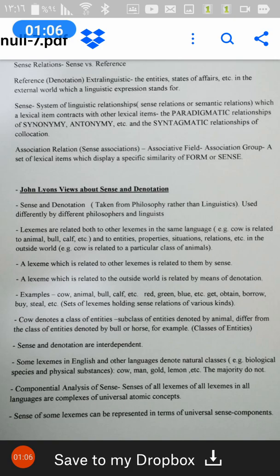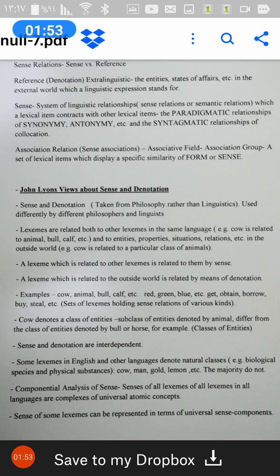You see that linguists, when they deal with semantic relations, they usually talk about two types or two terms. They talk about connotation and denotation. You remember very well, denotation or reference usually refers to an extra-linguistic element. It refers in particular to the entities or state of affairs in the external world which a linguistic expression stands for. While connotation or sense or even meaning is a system of linguistic relationships.